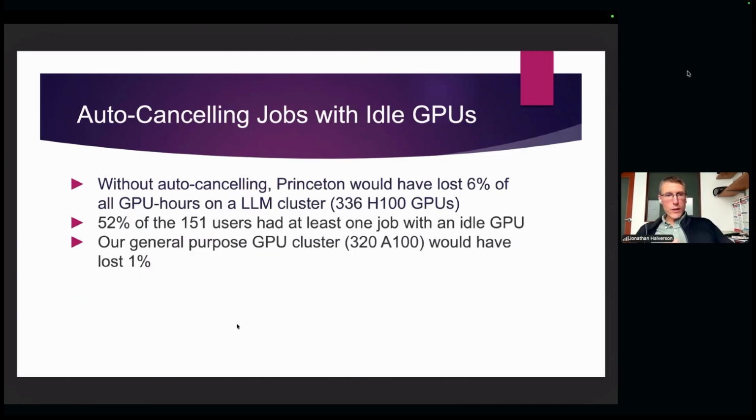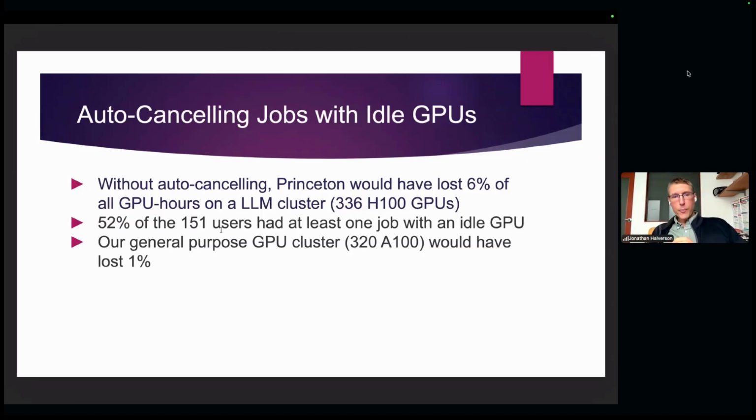So here's some numbers for one of our clusters. If we weren't applying auto canceling to our LLM cluster, which has 336 H100 GPUs, we would be losing 6% of the total GPU hours. This is over a 6-month period. We found that there were 151 users, and more than half of them had at least one job that had an idle GPU. I think that this is a particularly extreme case. Most of the GPU hours are associated with multi-GPU jobs, so when things go wrong, the effect is magnified.